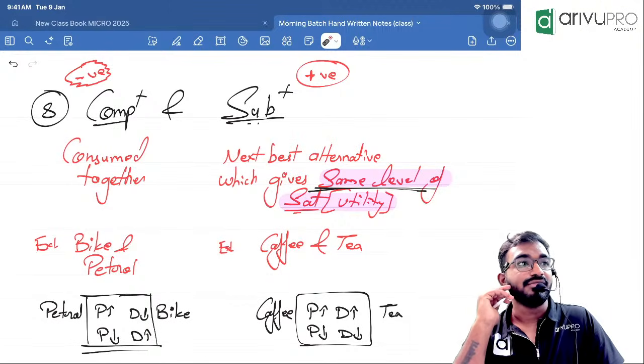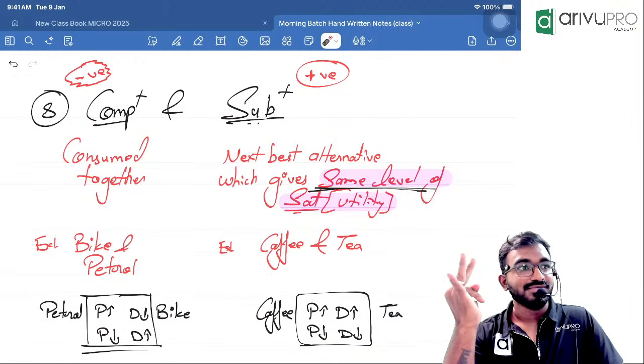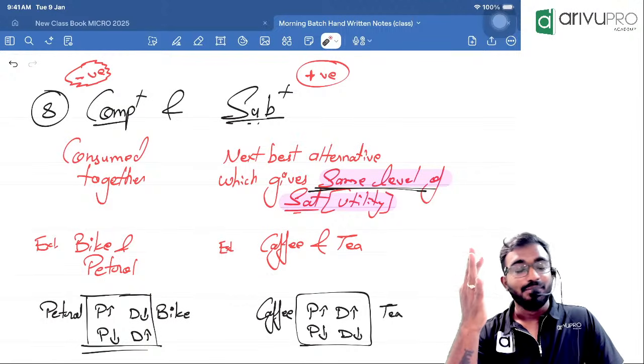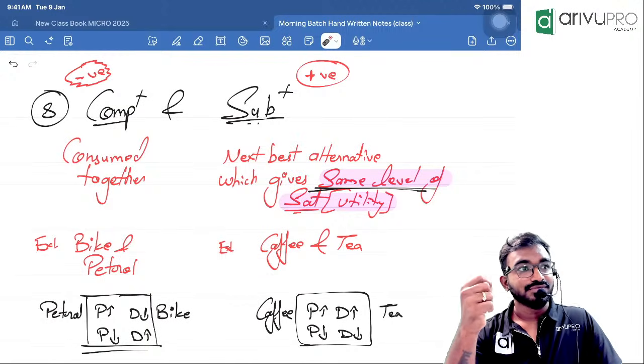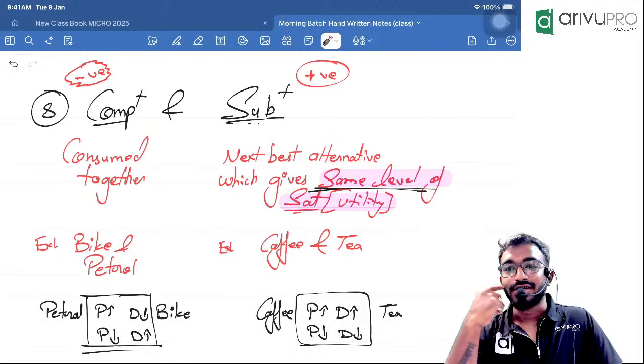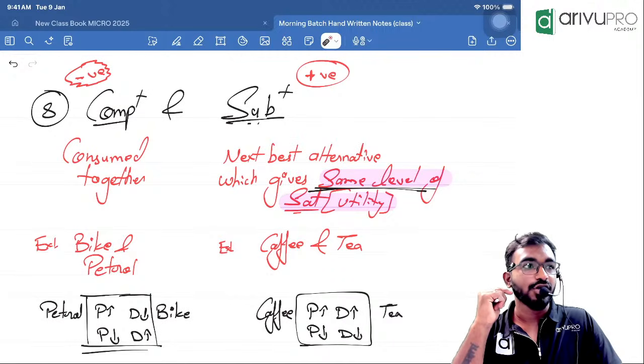Determinants of demand. Price, income, tax, climatic condition, population, complementary and substitute goods. See, people forgot. They only said 6 points. 2 points they forgot. Sit down, Yuvraj.